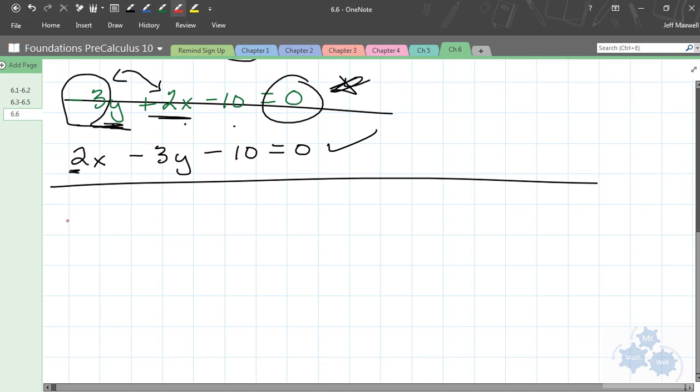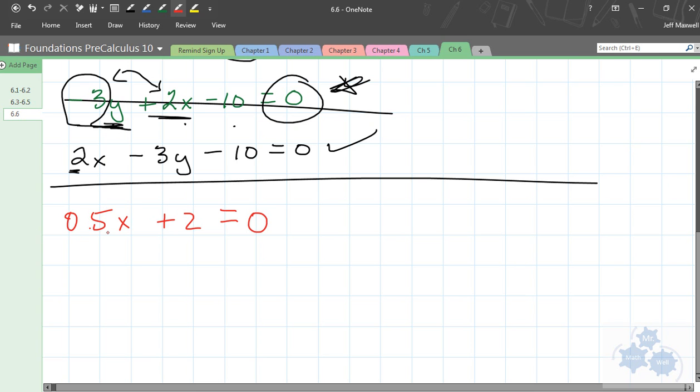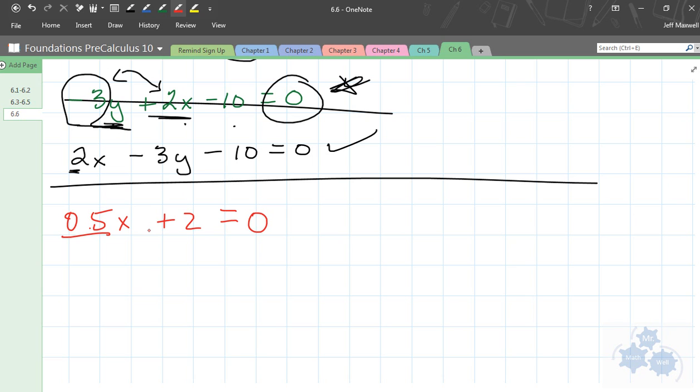Okay, here's another one. Is that good or no? In general form? Nope, not in general form. And why? Or why not? Okay, you said because there's a decimal as a coefficient. And someone else over here said there's no y term. Okay? So, are those two good reasons why this is not in general form? Do you agree with that on both points?